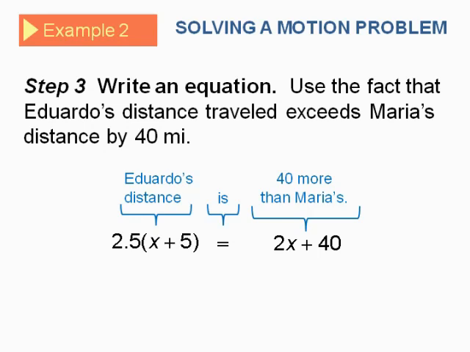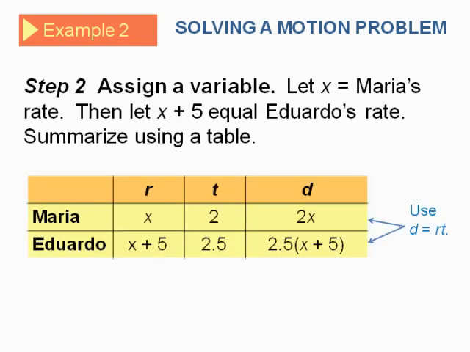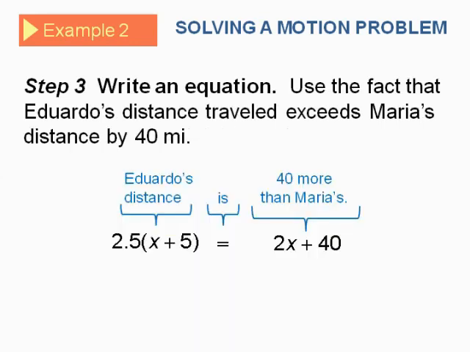Go ahead and let's find an equation here using the fact that Eduardo's distance traveled exceeds Maria's distance by 40 miles. Now let's back up real quick and notice in our chart that Maria's time was 2 hours and Eduardo's is 2.5. So the distance here, multiplying, would be Maria's distance 2x and Eduardo's is 2.5 times x plus 5. Since Eduardo's distance traveled exceeds Maria's distance by 40, we're going to add 40 to Maria here and set these two equations equal.